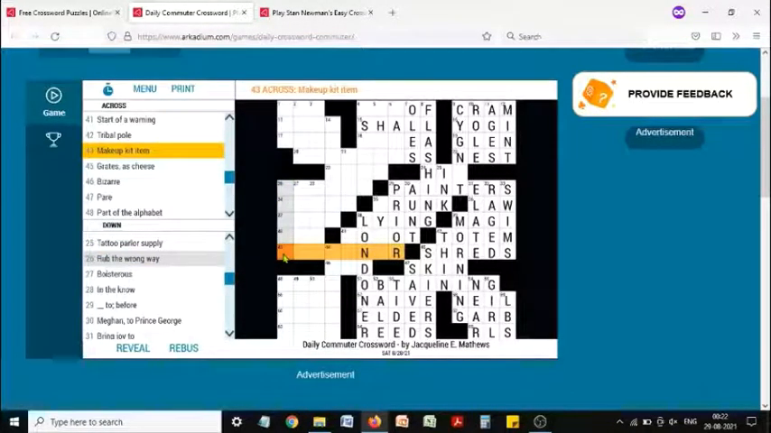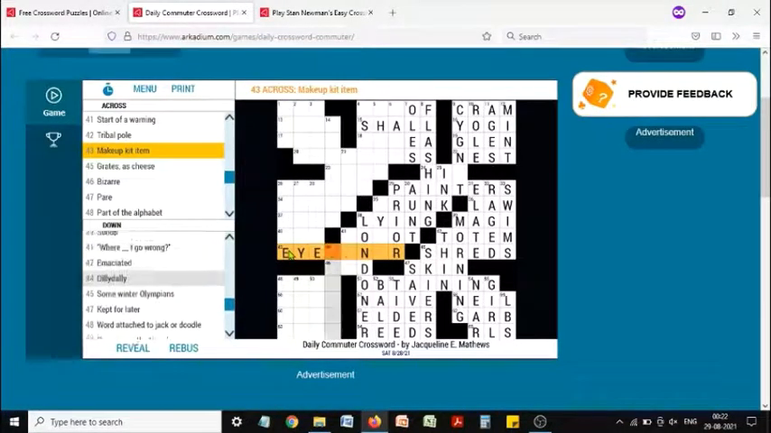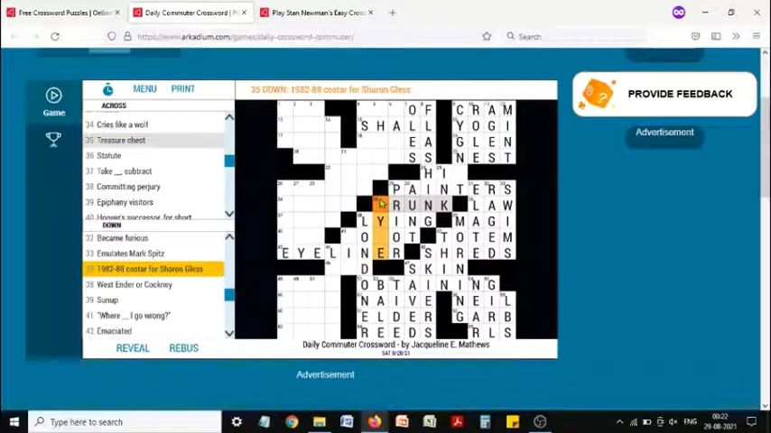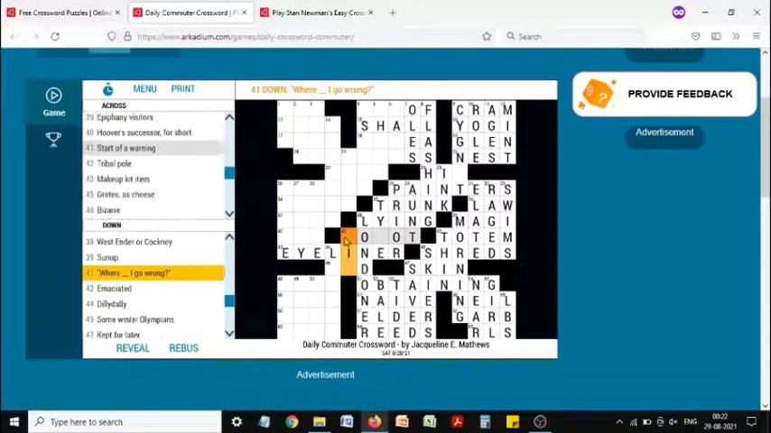Makeup kit item. Okay, this should be eyeliner. So treasure chest over here is trunk. 35 down. It's a name. Start of a warning.